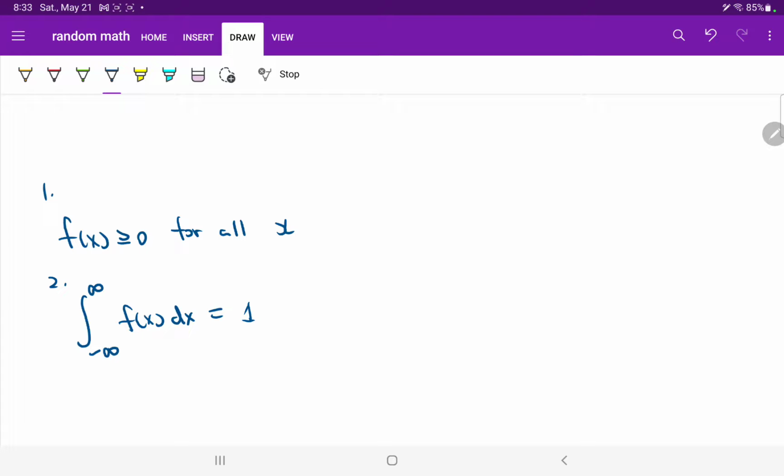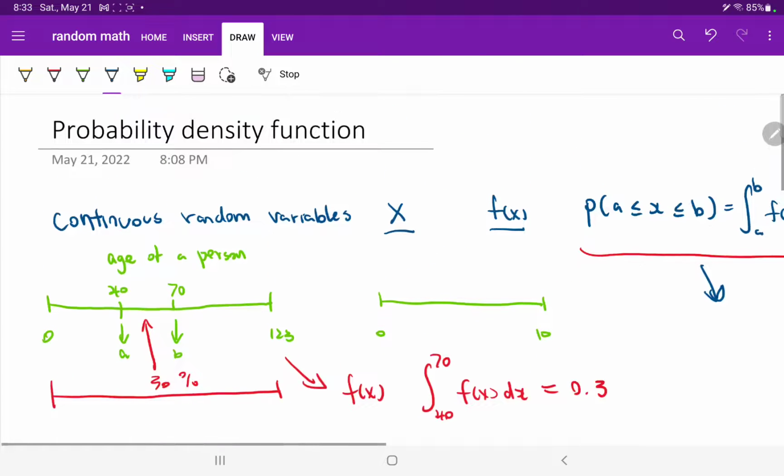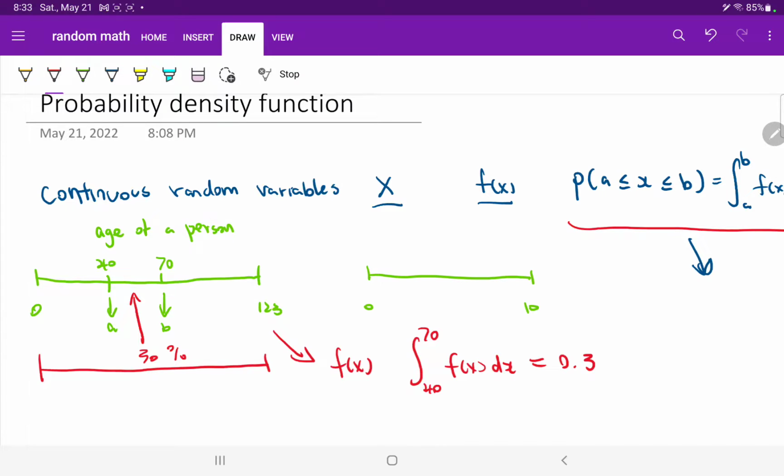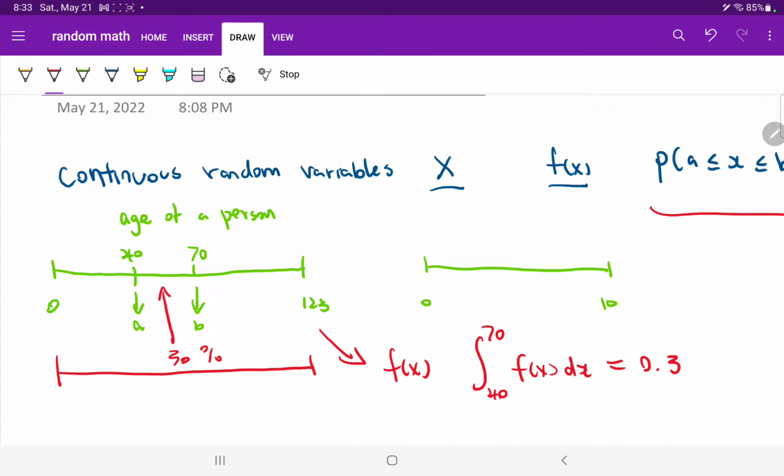And the second property is that if we integrate the probability density function from negative infinity to infinity, it should give us 1. The reason being, let's keep looking at our example here, right? The age of a person ranges from 0 to 123. Let's say from 70 to 80, this is like 20%, 80 to 90, this is 5%, 90 to 123, that's like, I don't know, 1%.